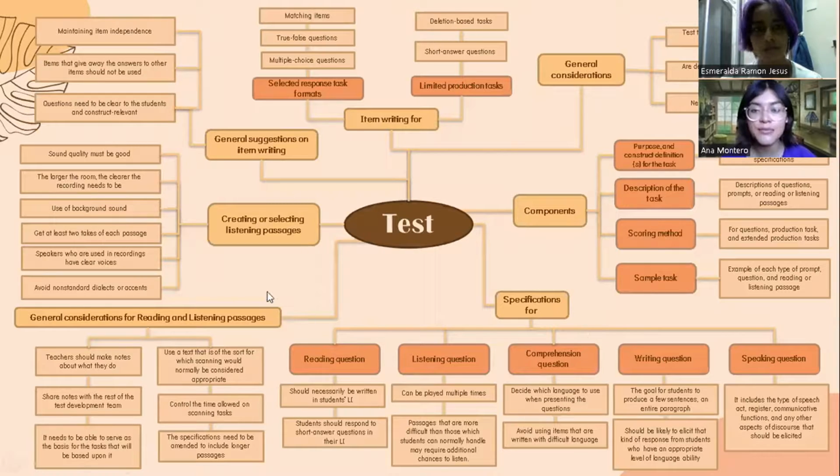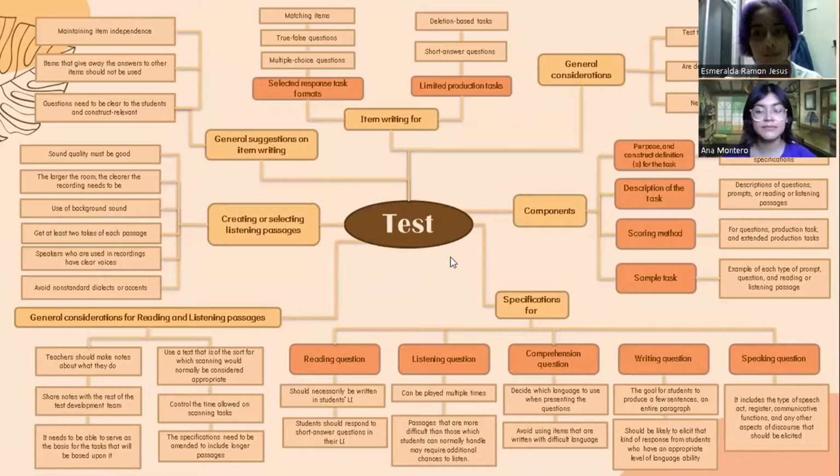To start, we have the general considerations, which are three. The test task specifications need to be written separately for each section. The specifications are descriptions of how each task is going to be written and also need to include a number of points for each section. Well, continue with the components.